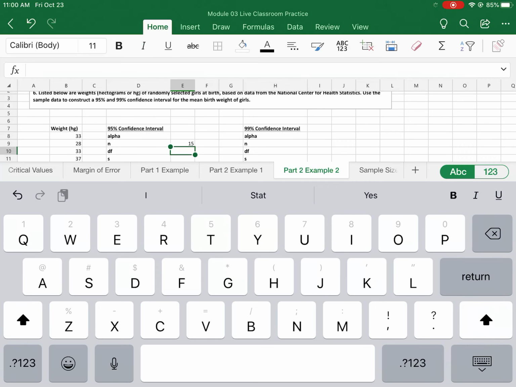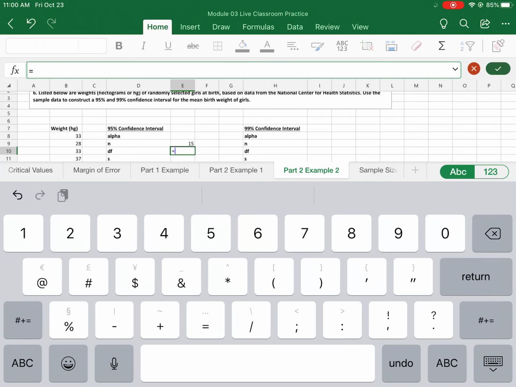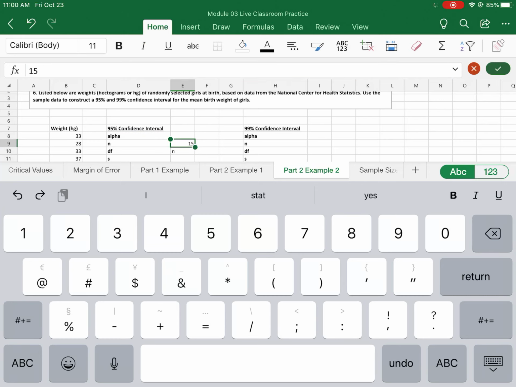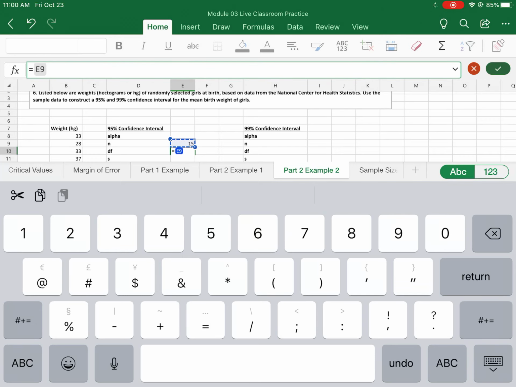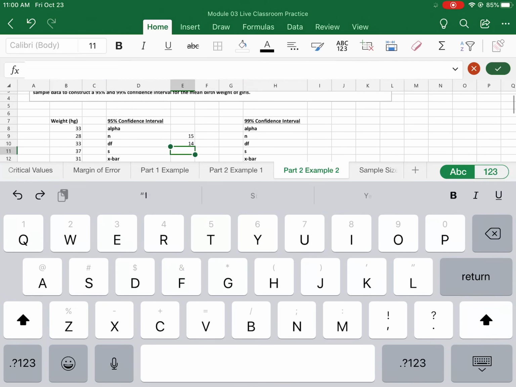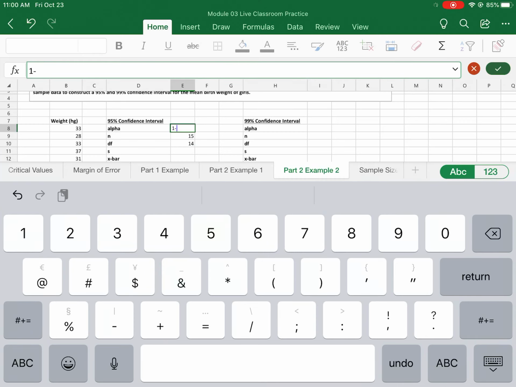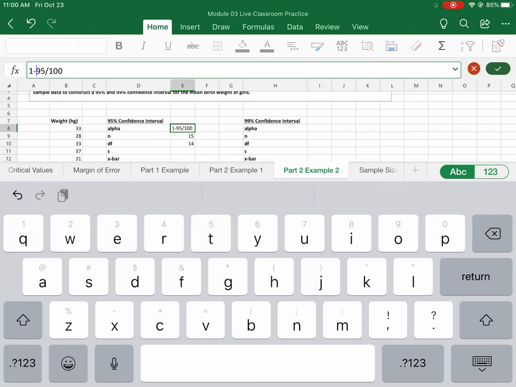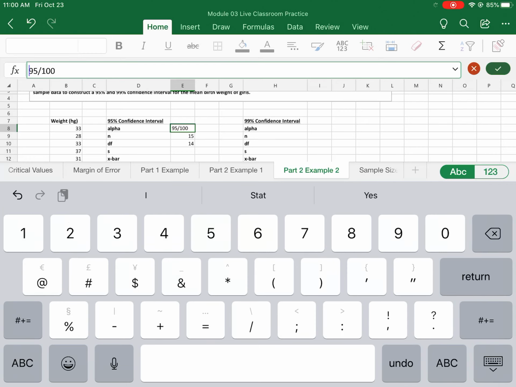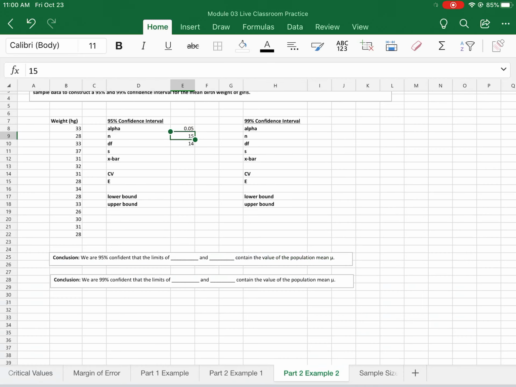Okay, so I'm going to go ahead and do my degrees of freedom. So that's equal to n. Sometimes it is a little bit more picky. Okay, let me just go back. Okay, so equals n minus 1. And let's go ahead and fill in our alpha. So that's 1 minus, so we want 95% for this one, so 95 divided by 100. And if you notice, I forgot to put my equals. So sometimes that happens. 1 minus, okay.